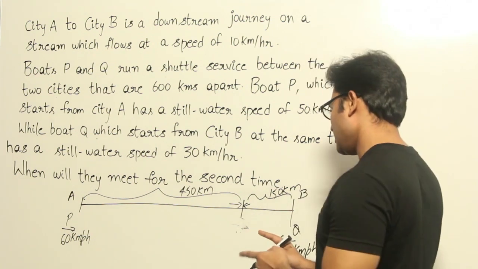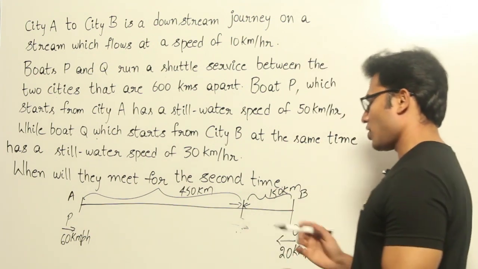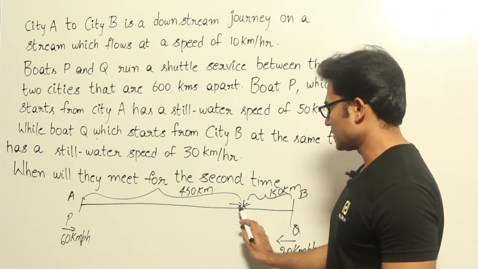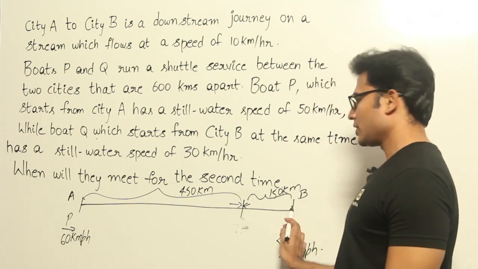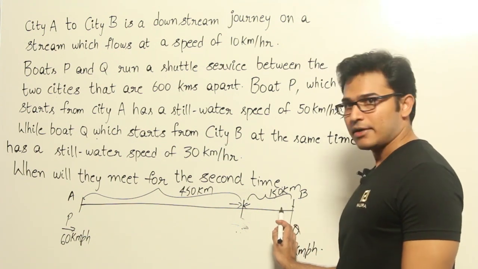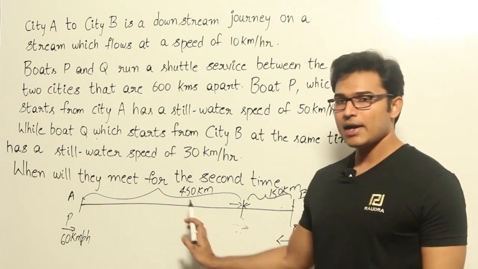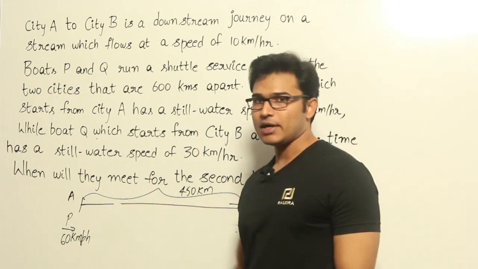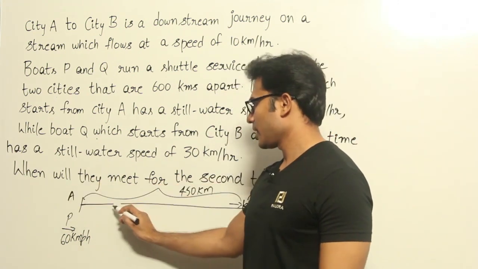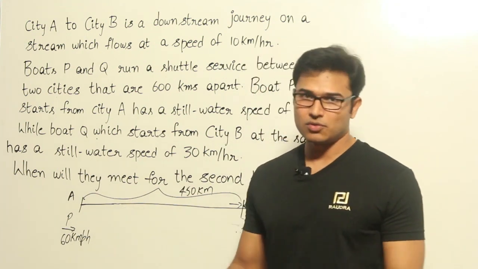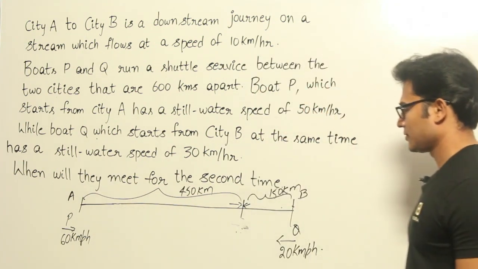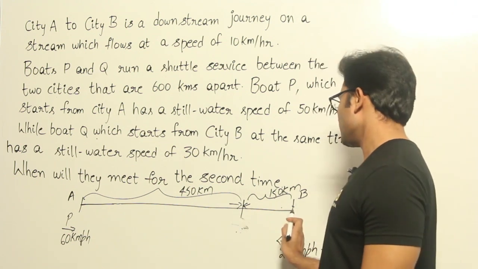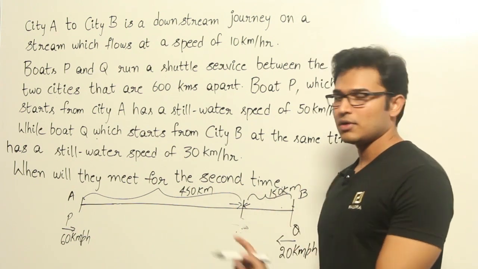Now if they have to meet for the second time, then what should happen is, definitely this P will have to go to the other end and change its direction, and then it has to come back and meet Q, either when Q is in this direction or when Q is coming back, isn't it? Which we don't know as of now. Let's try to analyze it, right? But definitely one thing should happen. P should go to B and it should turn around.